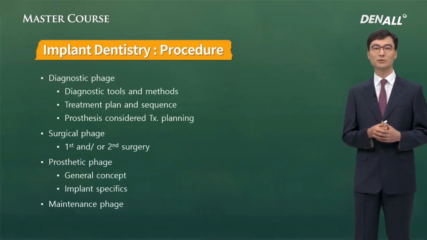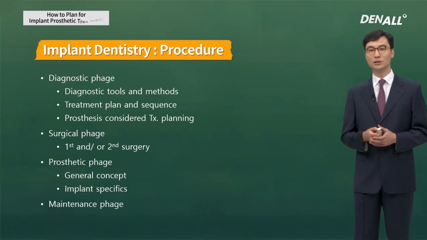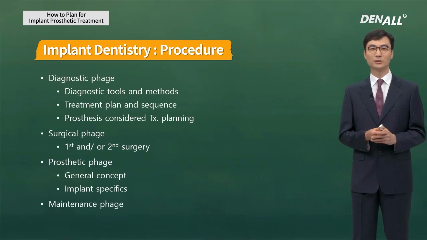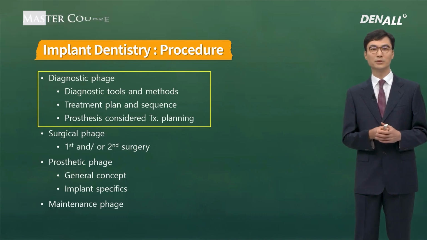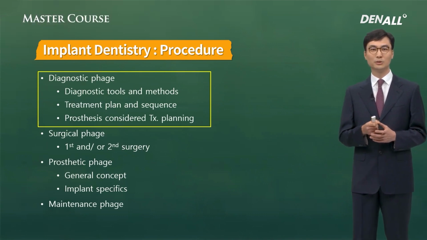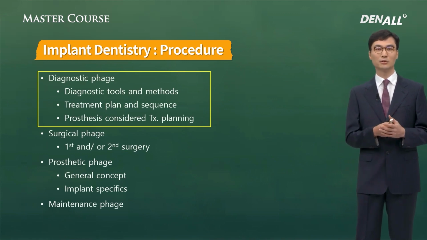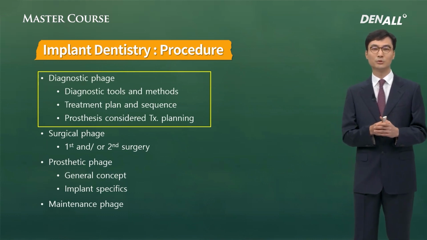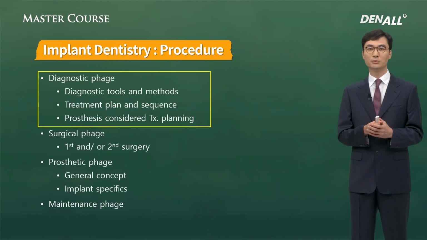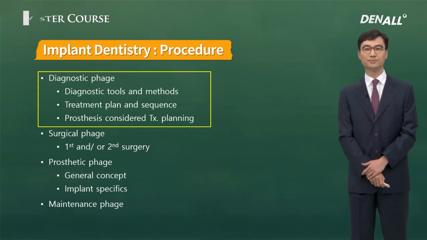If you look at the implant treatment process, it consists of different phases: diagnosis, surgery, prosthodontic, and maintenance phase. You need to utilize different diagnostic tools to make accurate diagnosis and come up with thorough treatment plan. This is a very important step. The emphasis should not be placed only on surgery. We need to consider the form of final prosthesis when coming up with treatment plan.